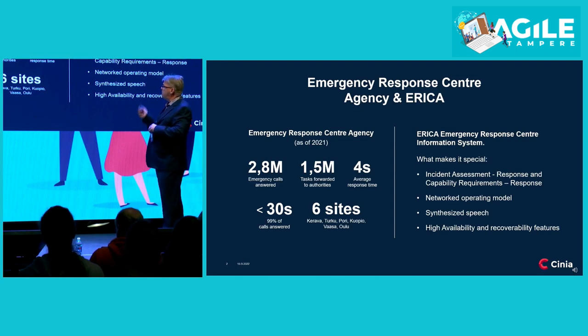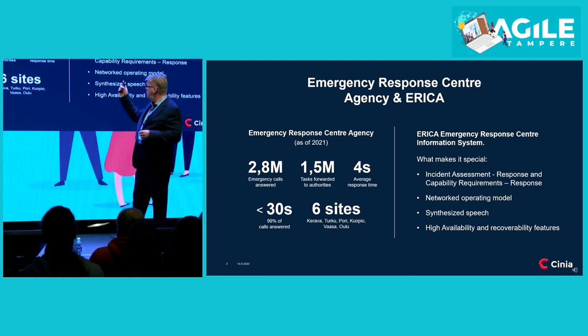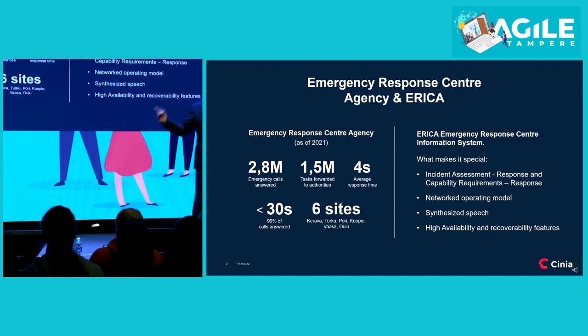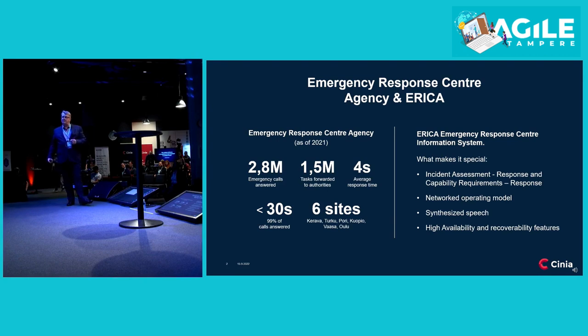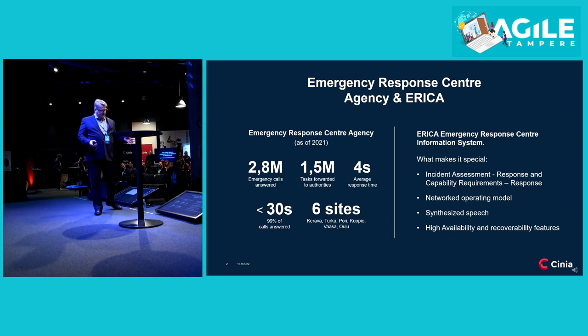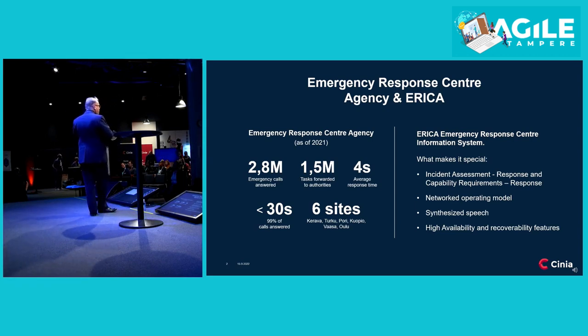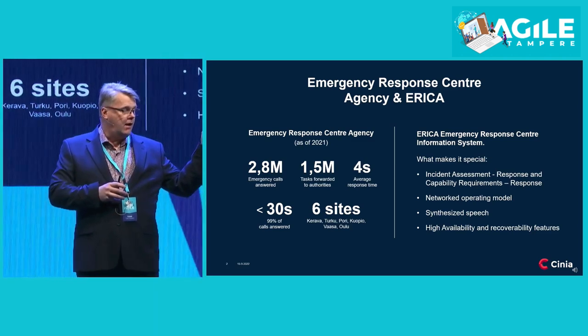A few figures, I won't read them out loud, you can read them. The average response time to an emergency call was 4 seconds, now it's 3 seconds. It makes the world of difference when you are in trouble. And there are 6 sites, meaning Kerava, Turku, Pori, Kuopio, Vaasa, and Oulu, where there is an emergency center.